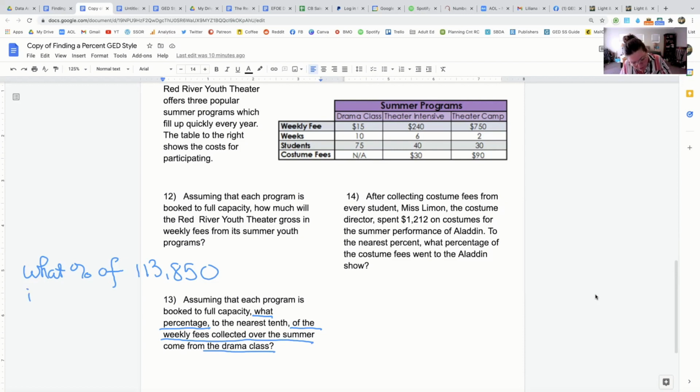Well, we found that as well too. Remember when we looked at just the drama class, we said that that was, ooh, let me arrow up in my calculator to find that number since I erased it from my screen. That was 11,250. Watch what I do here.